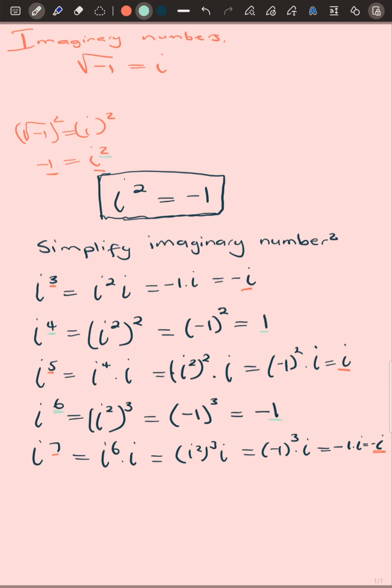So odd exponents result in an i or a negative i. Then even exponents result in a 1 or negative 1. Okay, we'll stop there and go to the next video.